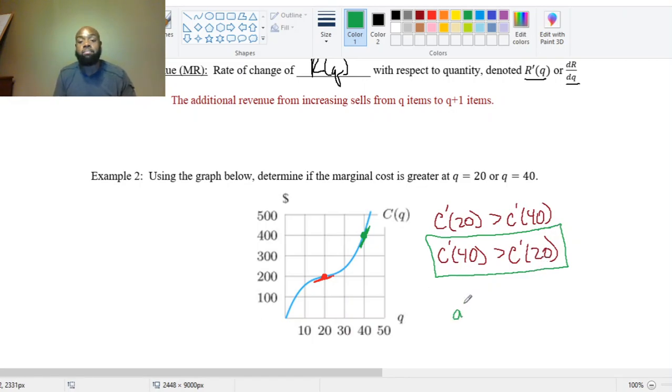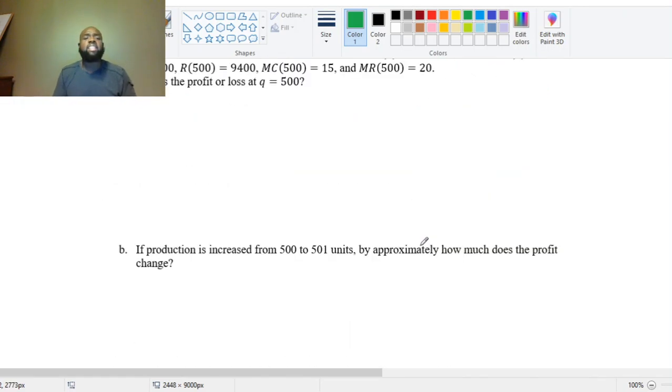So I'm going to say at Q equals 20. That's my answer. All right. And so that's using the slope of the tangent line because the derivative is the same thing as the slope of the tangent line. Let's look at another example.